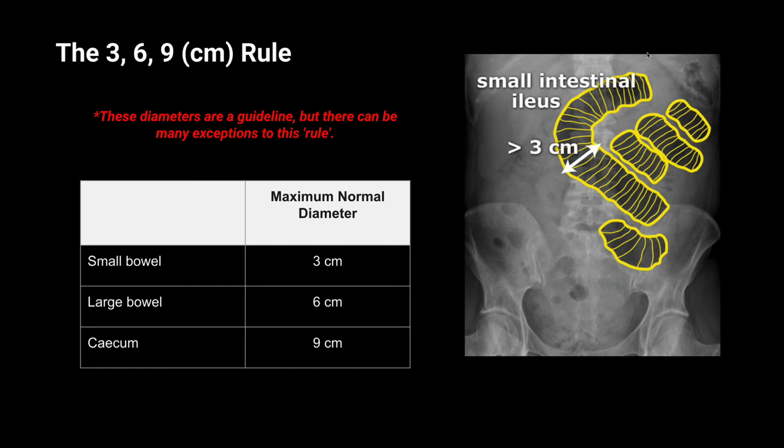There is a rule that is often quoted, which is an imperfect rule, something called the 369 rule, which basically says that for small bowel, 3 centimeters, large bowel, 6 centimeters, and for the cecum specifically, 9 centimeters. These are the normal or maximal allowable diameters for these bowel segments. Now, this is a guideline. It's not a perfect rule. There can be exceptions, especially on CT, but this gives you a good initial ballpark to begin to estimate whether you're dealing with significantly distended loops or not.